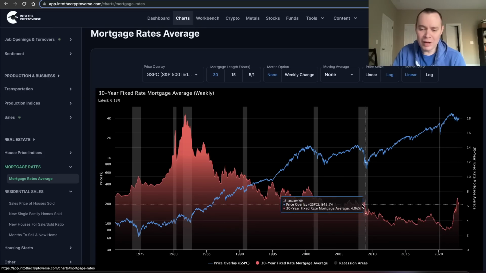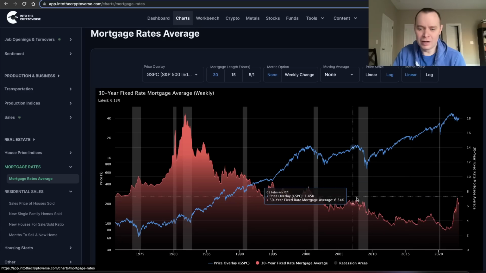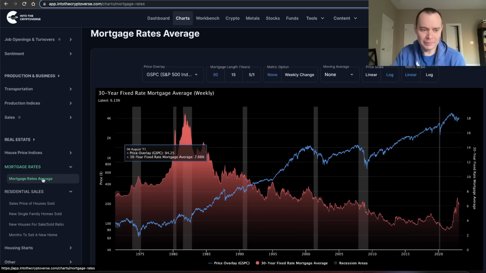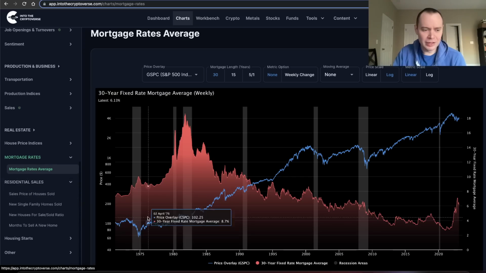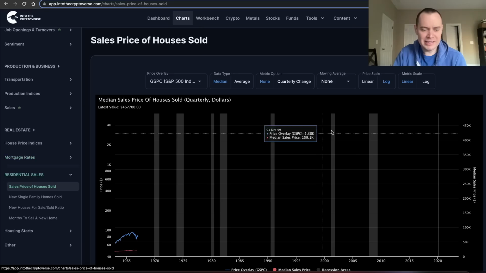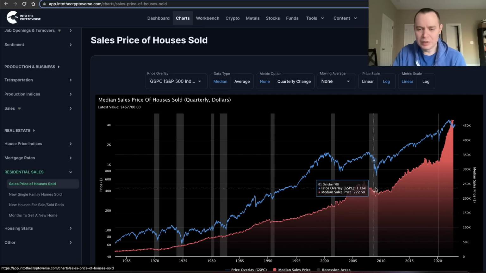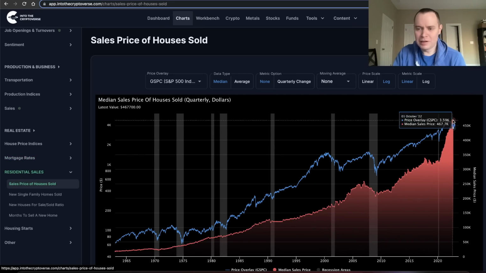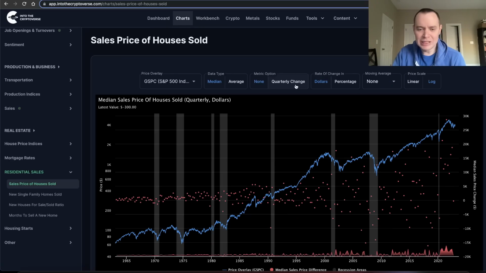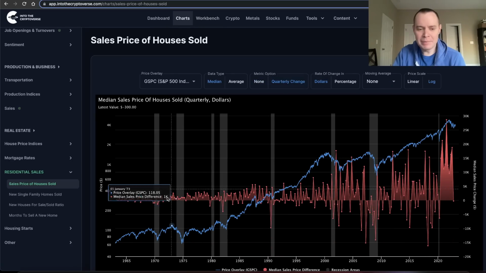We were at these rates back in 2008. You have to go back all the way to 2008 to essentially find rates on the same level as where we are today. Now, I also want to talk about a few other things. There's the sales price of houses sold, and you can see that has also come up here to a potential plateau.